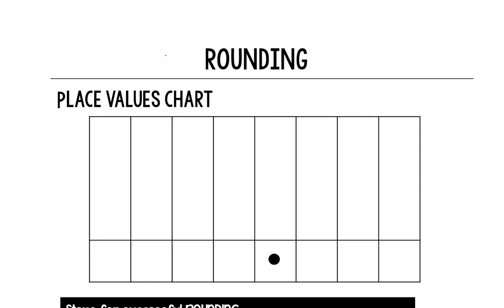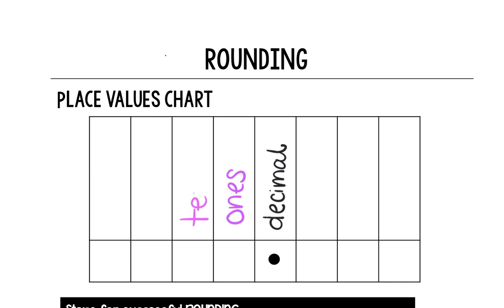This lesson is a review on rounding, and to be successful with rounding, you need to know your place values. So we are going to start by filling in this place values chart just to remind us what all the place values are. Let's start in the middle. We have our decimal, and that is a separator of whole numbers and parts. To the left of the decimal is our ones place.